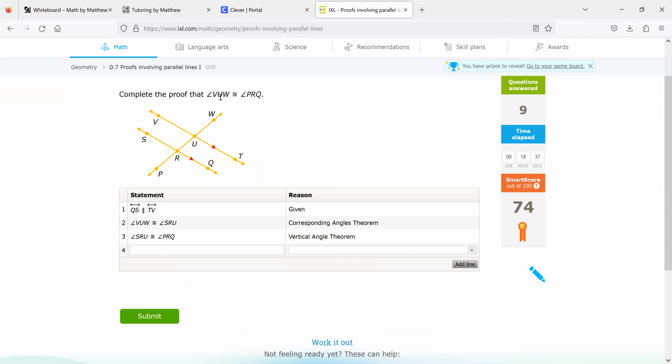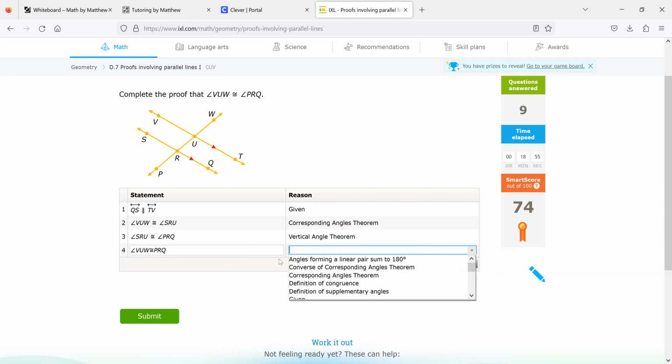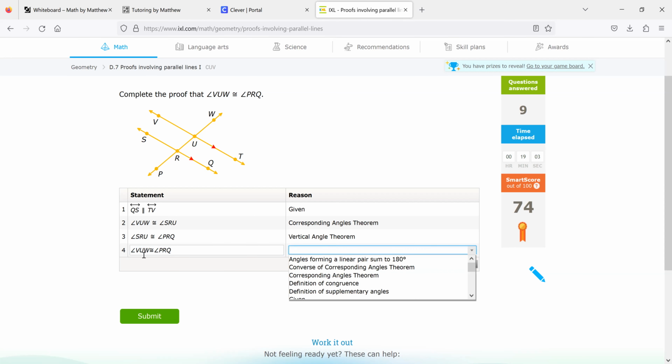Complete the proof that angle VUW is congruent to angle PRQ. So we know that's what goes in the last line there. VUW congruent PRQ, like that. You forgot the A. Yes, that is why I didn't take it. There it is. Okay. Doesn't look right. All right, now it does.